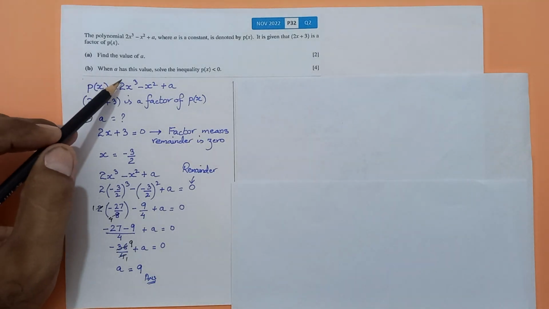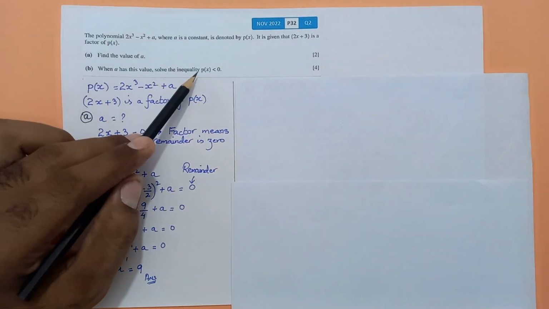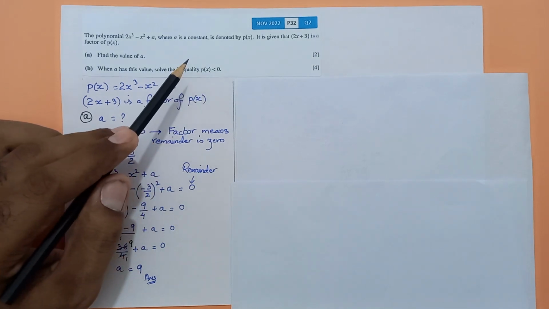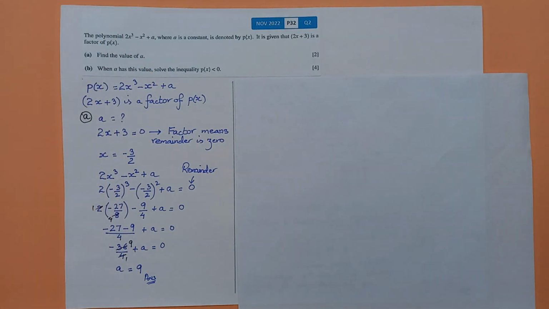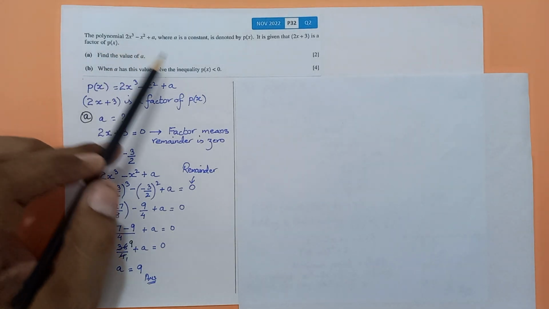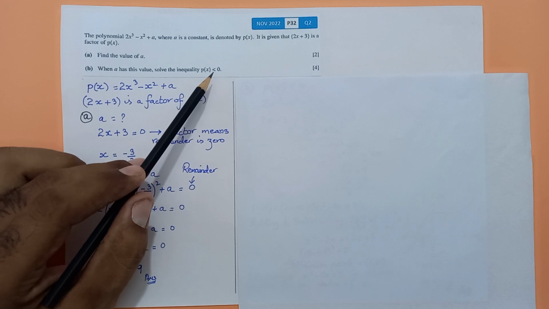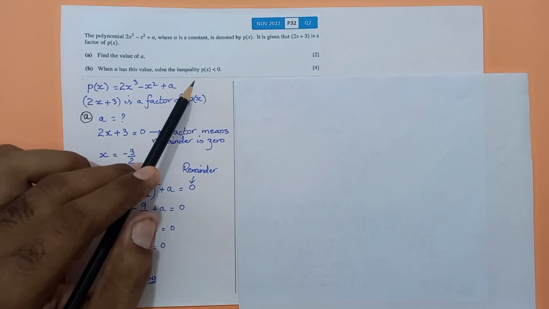According to the b part, when a has this value, solve the inequality p(x) is less than 0. That means we have to solve the inequality. That means we have to find the value of x, because x is a variable. But because it is an inequality, you will not get a single answer, you will get a set of values. So let us find the set of values.